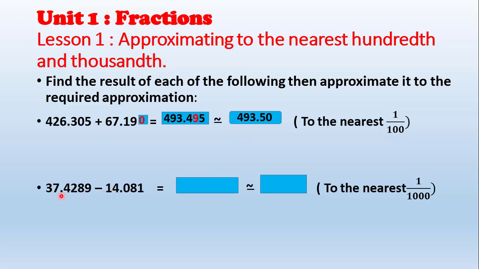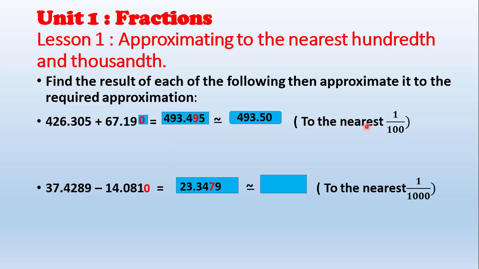Another one. Here we have 37.4289, and here we have 14.081. Here we have 4 decimal places, and here we have only 3, so I'll add 0 and start subtracting. 9 minus 0 equals 9. 8 minus 1 equals 7. 2 minus 8 can't be, so I'll borrow from 4. 12 minus 8 equals 4. And 3 minus 0 equals 3. We have also 7 minus 4 equals 3. And 3 minus 1 equals 2.